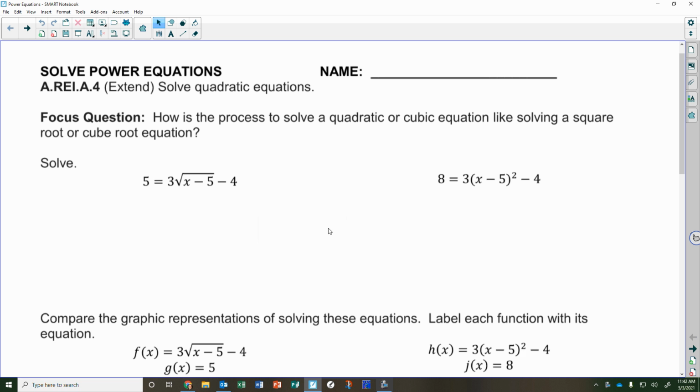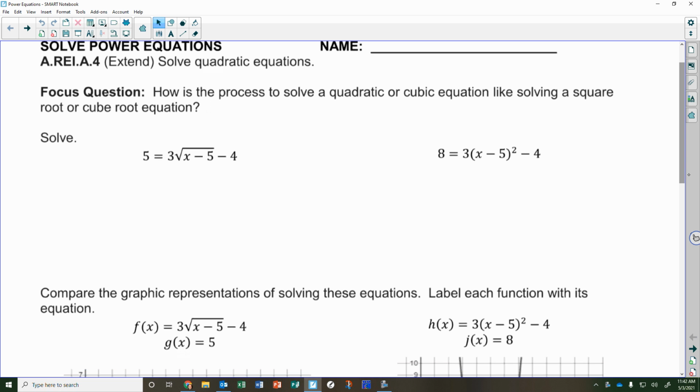All right, so today we get into solving power equations. And again, just like solving a quadratic or a cubic, when we solve a square root, it's again very similar, just another way to look at it. This time we have something on the other side of the equal sign, so we want to take care of getting anything extra outside the radical over to the other side.